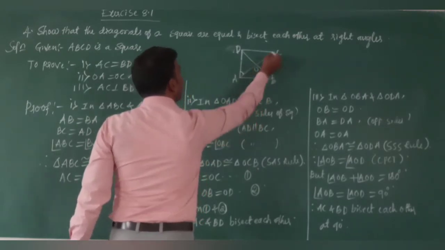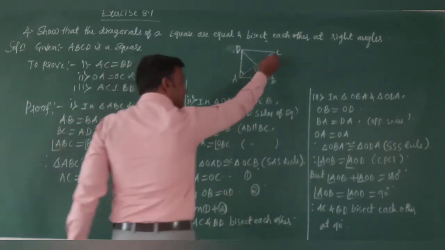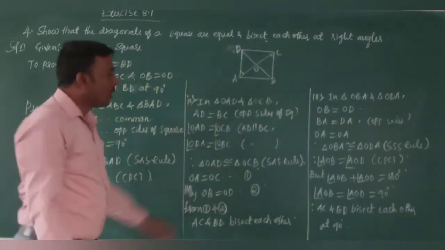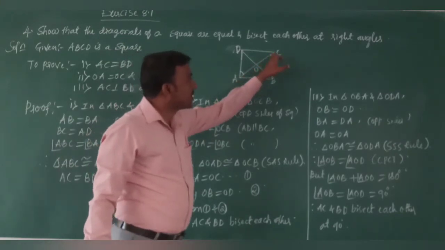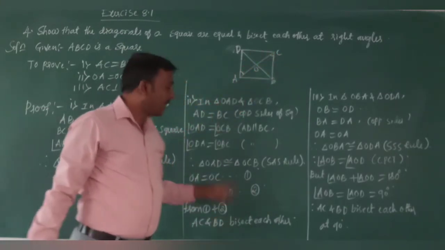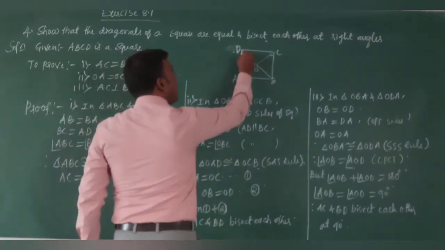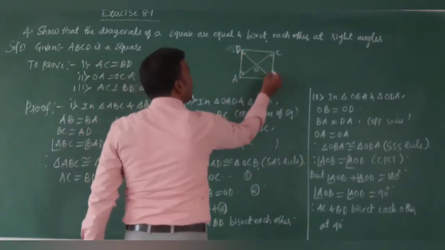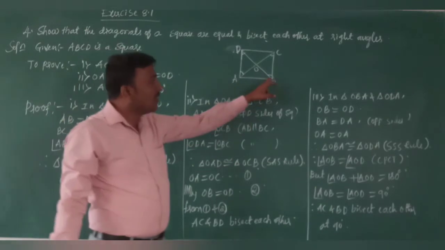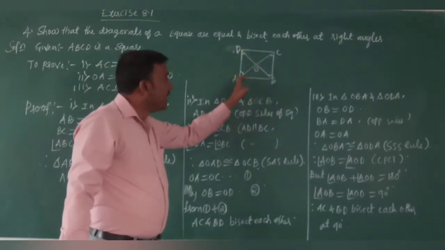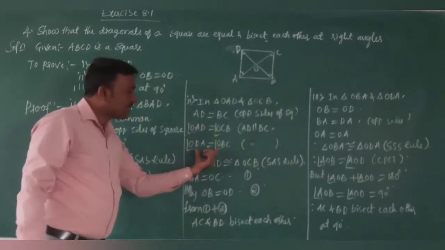These two angles are interior alternate angles because AC is a transversal. AD is parallel to BC here. AD is parallel to BC and AC is a transversal, so these interior alternate angles will be equal. Similarly, angle ODA is equal to angle OBC. These two angles are interior alternate angles. Here BD is a transversal. Similarly, AD is parallel to BC, so these are equal.